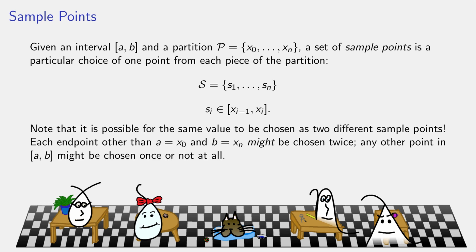Again, an endpoint of an interval may or may not be chosen more than once. It might be chosen twice. But any point that's not an endpoint of an interval is chosen at most once. And of course, out of each interval, we're only choosing one point. So most points, in a very real sense, are not chosen at all.